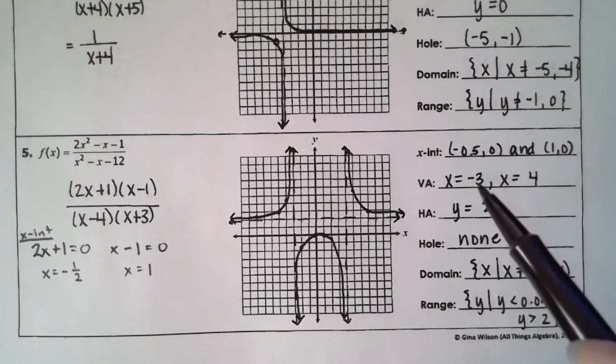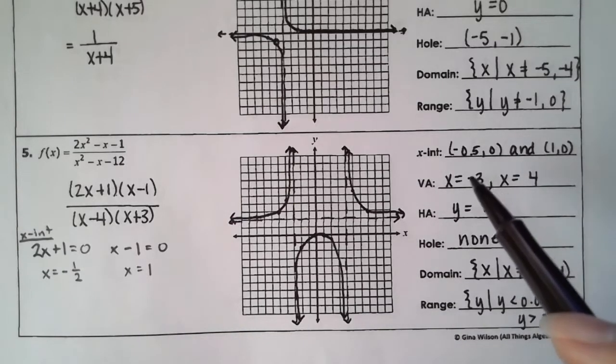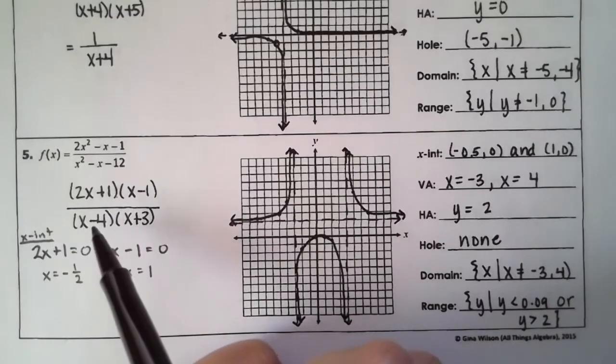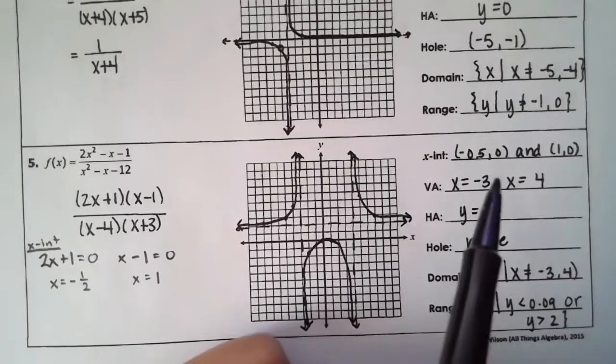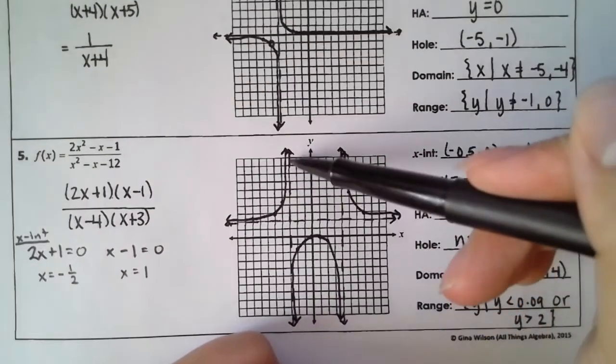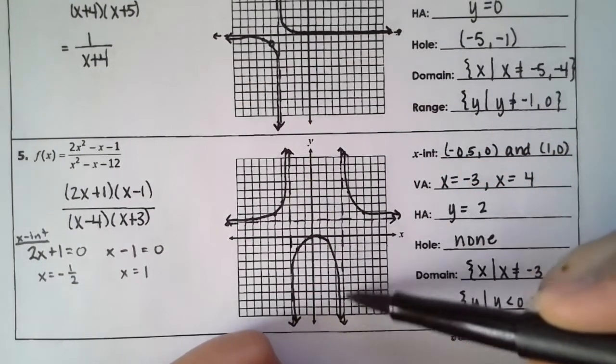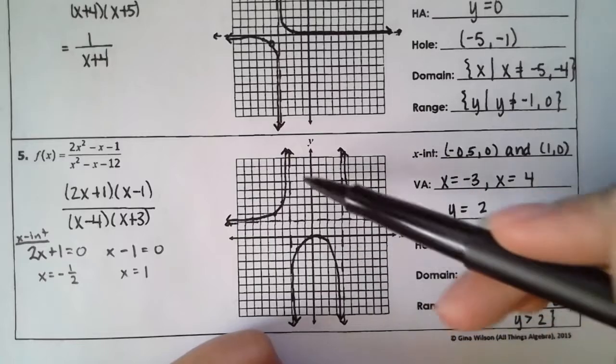Okay, for my vertical asymptotes, I'm going to set the denominator equal to 0. Same thing, I have two factors. So I'm going to have a vertical asymptote at x is equal to 4 and at x is equal to -3. Those are this here, and therefore I'm going to have two lines going like this. These are my dashed lines. Sorry, these are my asymptotes.